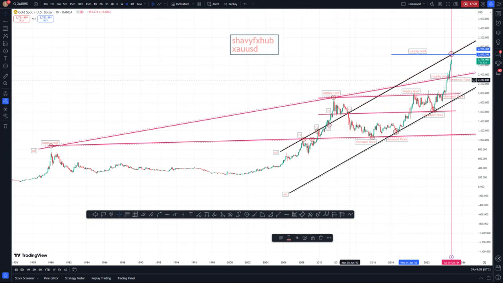So based on the structure, we see the price moving into 2,835.295 on monthly. So if the monthly candle continues to push, we have no option but to wait for price to tap into this zone. This is the monthly structure.